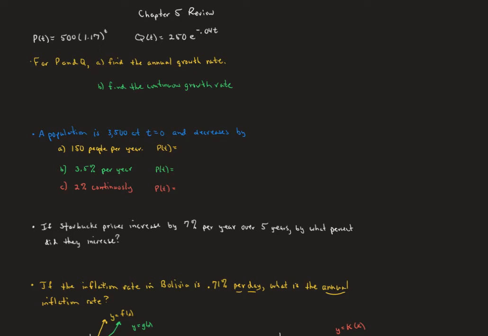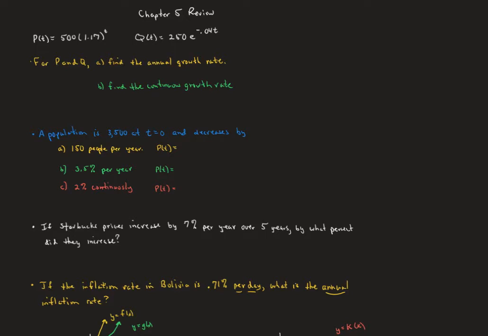Going to work some problems to review for the Chapter 5 test. So we have P of t equals 500 times 1.17 to the t, and Q of t equals 250 e to the negative 0.04 t. So for both P and Q, can we first find the annual growth rate?